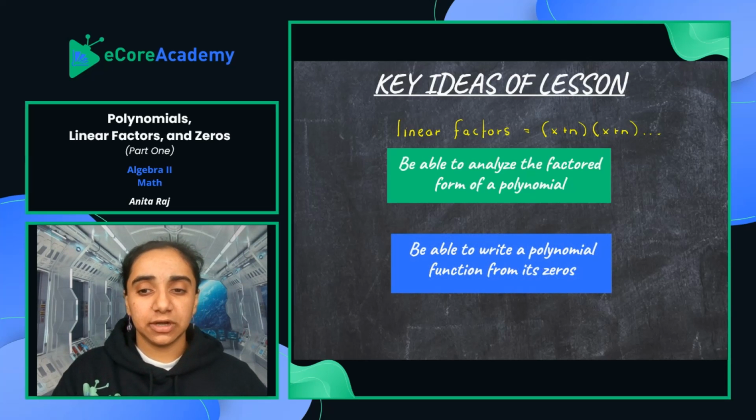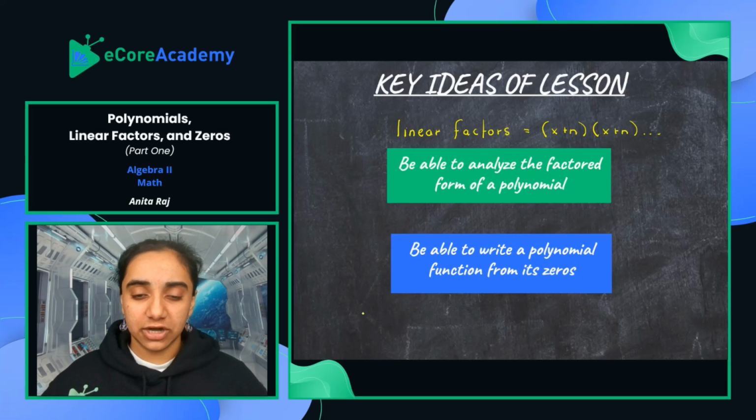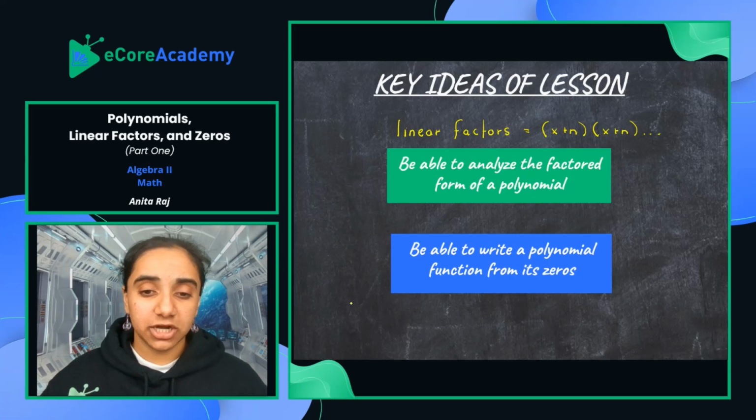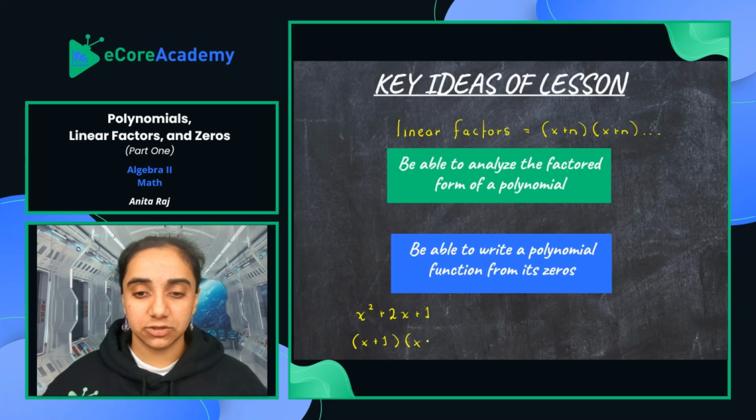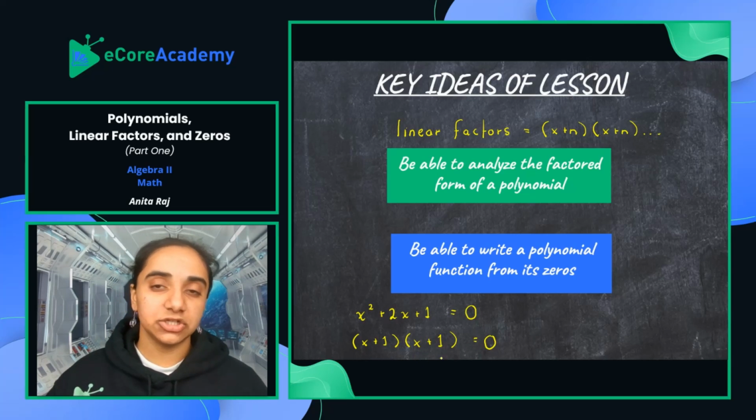We're also going to be trying to write a polynomial function from its zeros. Remember when we talked about quadratics, for example, I'm just going to write the quadratic I wrote from the last slide. We had x squared plus 2x plus 1. And when we factored this, we had x plus 1 times x plus 1. If you multiply these two out, you're going to get the x squared plus 2x plus 1. When we set these equal to 0, we were trying to find the zeros of the quadratic, meaning what does x have to be equal to so that this whole equation is equal to 0.